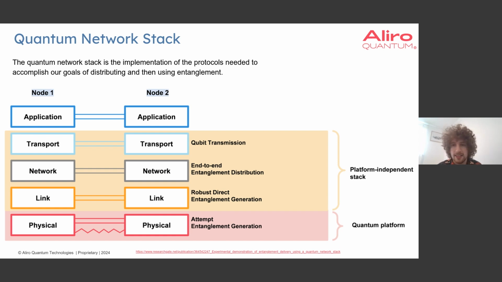The quantum network stack is the implementation of protocols needed to accomplish our 2 big quantum networking goals of distributing entanglement and then utilizing the distributed entanglement. The stack is typically broken into 5 layers. Starting from the bottom, the physical layer is used to attempt entanglement generation. The link layer is used for robust direct entanglement generation. The network layer is used for end-to-end entanglement distribution. The transport layer is used for qubit transmission. And finally, once we have accomplished the tasks of the first 4 layers, we can carry out end-user applications, which is the top layer of the stack.